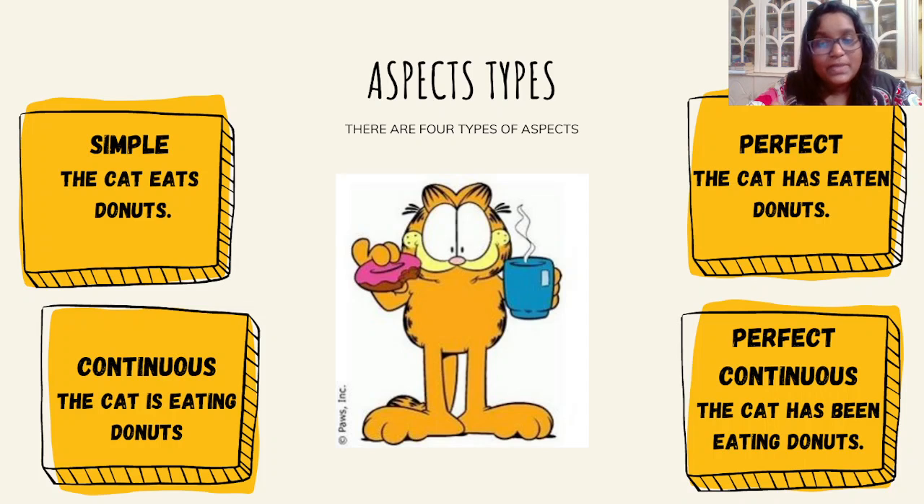So now let's come to the fourth aspect, perfect continuous. The cat has been eating donuts. In this particular sentence, the action happened sometime in the past, but it hasn't completed. It is still going on. The cat started eating donuts at like 10 in the morning, but it is still eating now. It has not stopped eating. So the cat has been eating donuts.